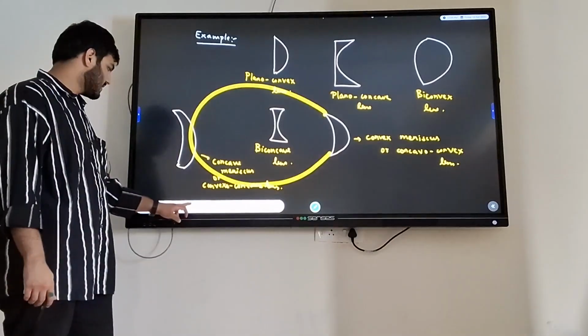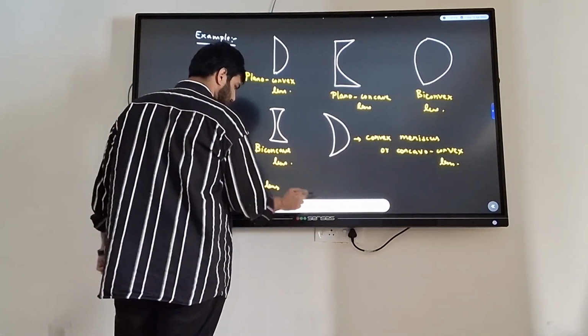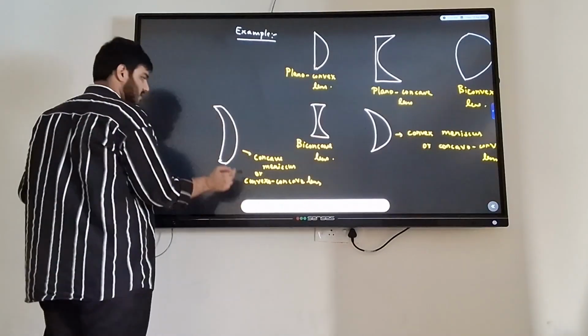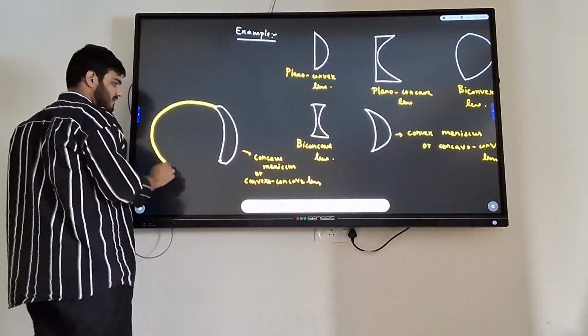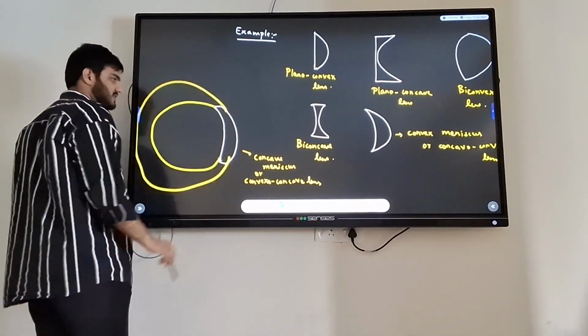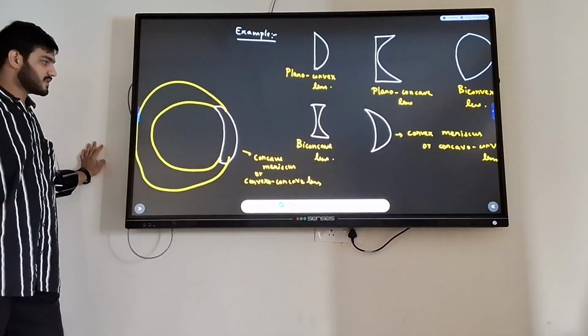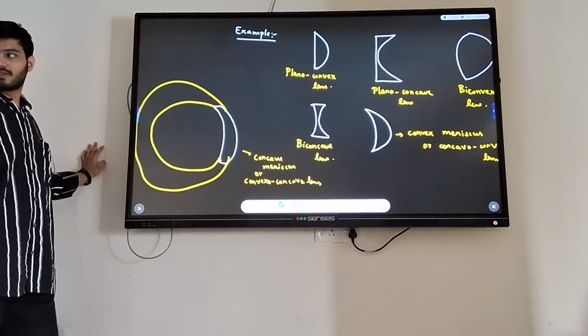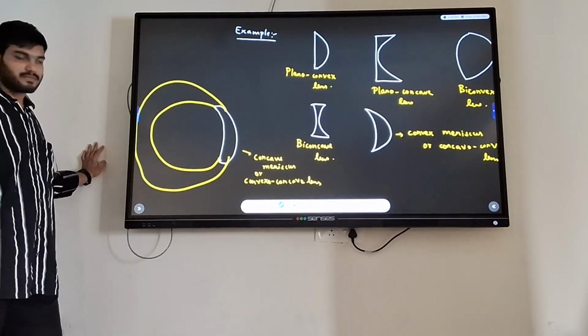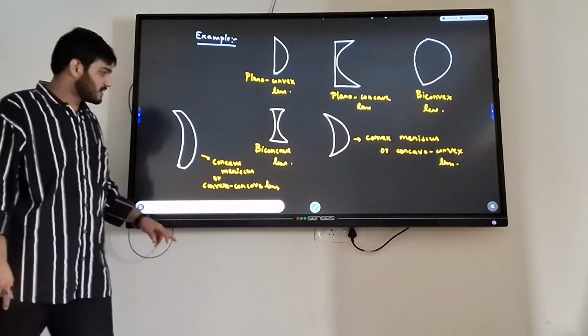What about in this case? This will have this radius of curvature. This will have this radius of curvature. Which has a bigger radius of curvature? This one. The second one has a bigger. Do you understand the difference between them? It's all about radius of curvature.